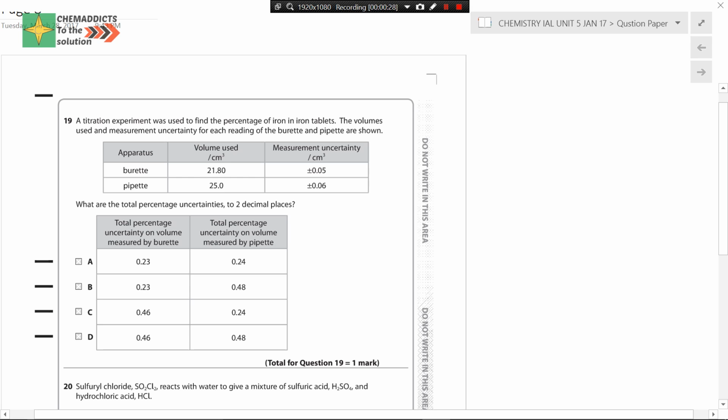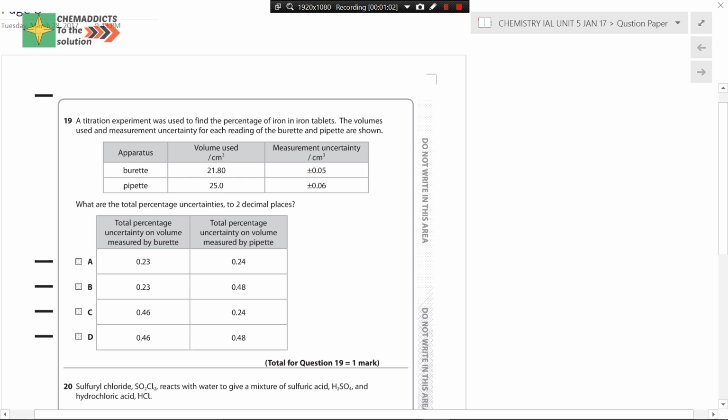So here basically what we are doing is measuring the percentage uncertainty of each apparatus. The name of the apparatus is given, two apparatus, that is burette and pipette. And the volume used is noted over here for each apparatus, and the measurement uncertainty of each apparatus is given.